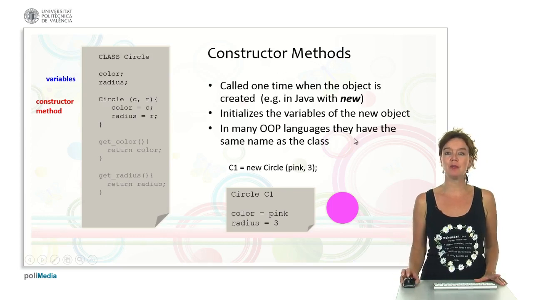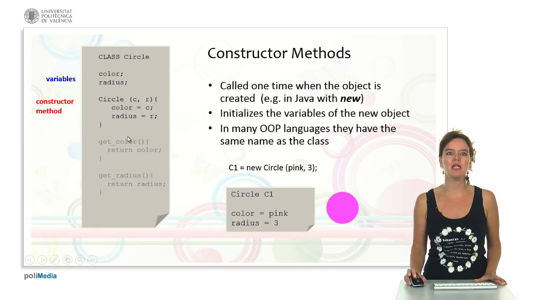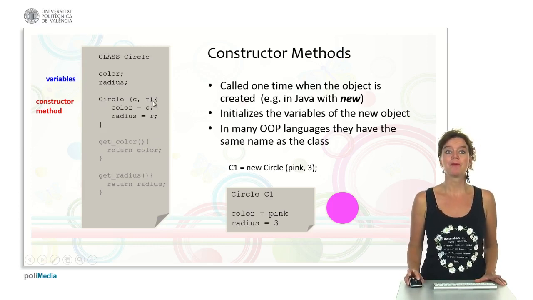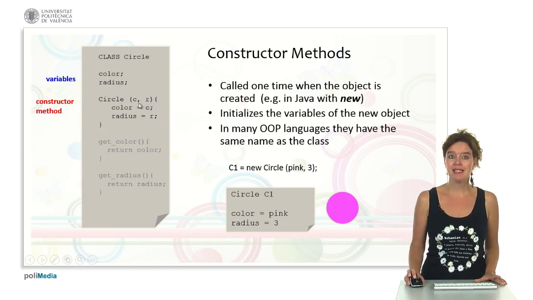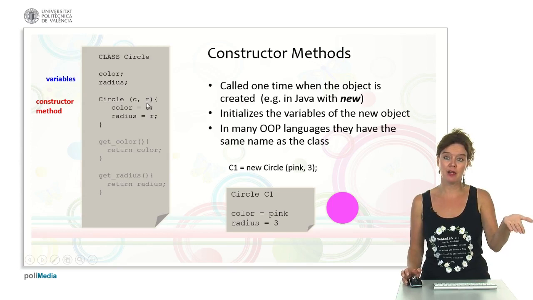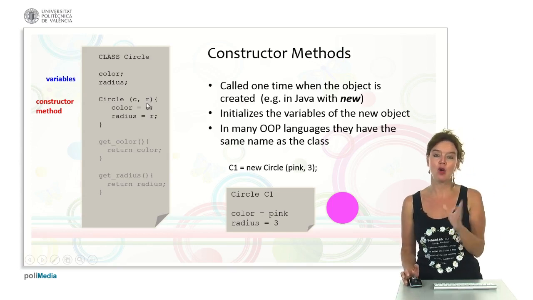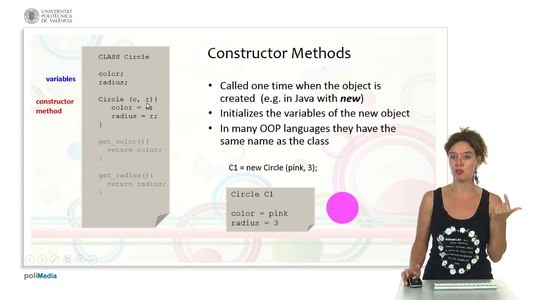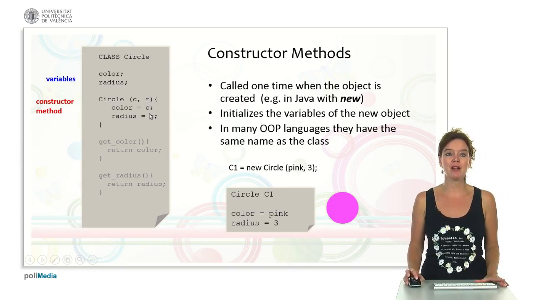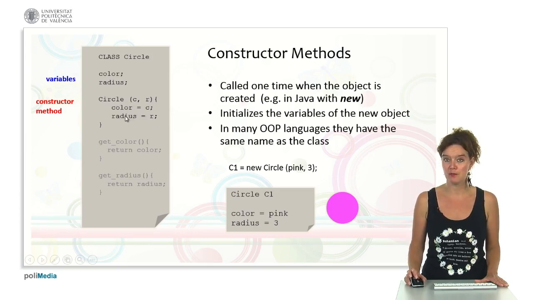Here on the slide we see again the class Circle with the variables color and radius that we've seen before, and now you see the constructor method. It has the same name as the class, Circle. It has 2 parameters, C and R, that respectively get the color and the radius of the new circle object that you want to create. And here you see what it does: it assigns the value of C to our attribute color, and it assigns the value R to our attribute radius.